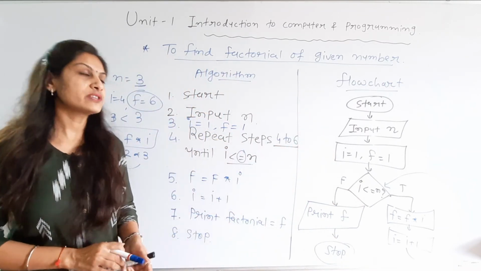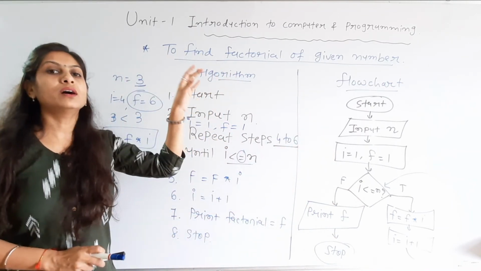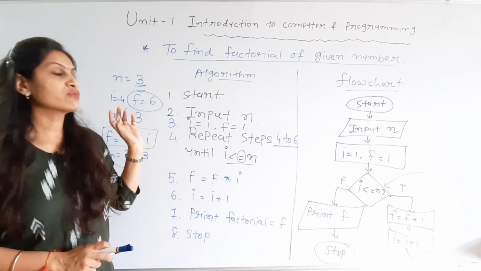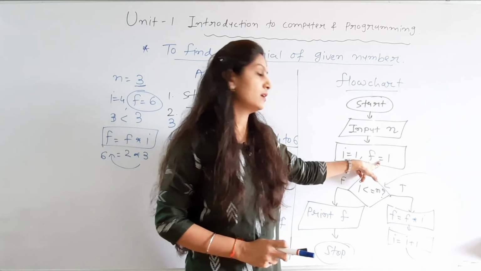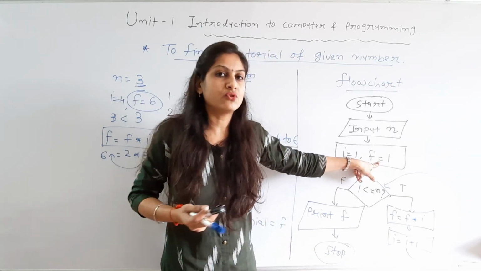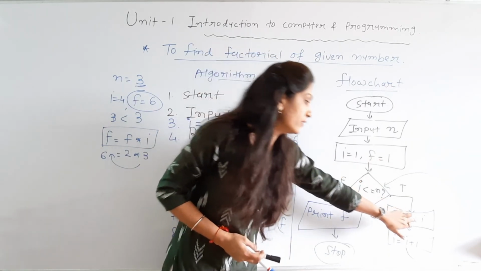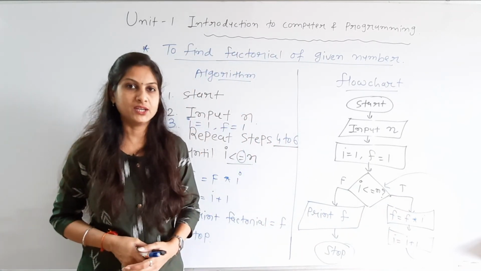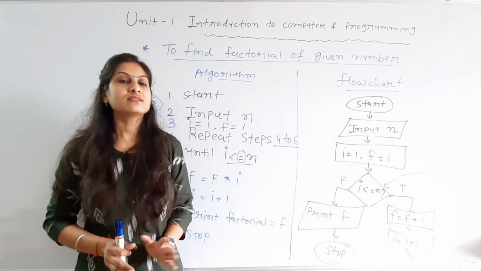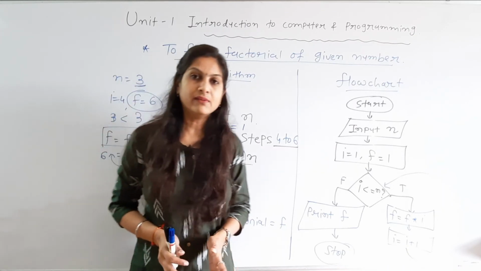This is the same as finding the sum from 1 to n. Just we have to remember 2 steps. Only here sum is 0, but for a factorial we have to write 1, and the formula instead of plus we have to put multiplication. I hope you guys understand this concept very well.